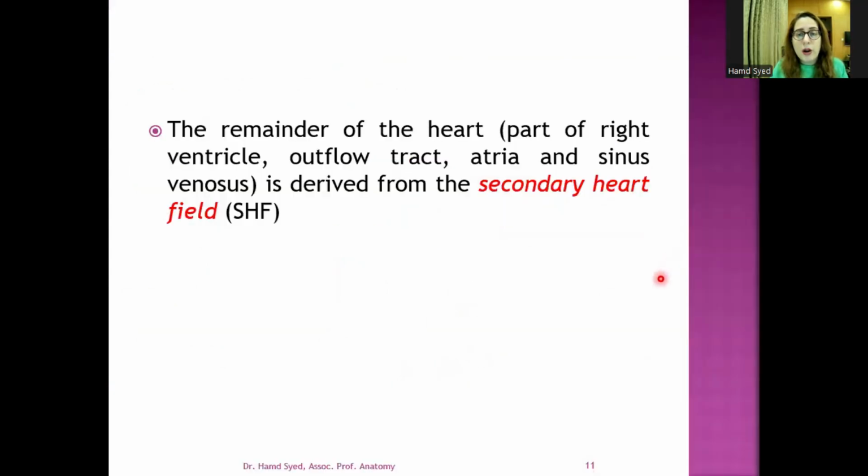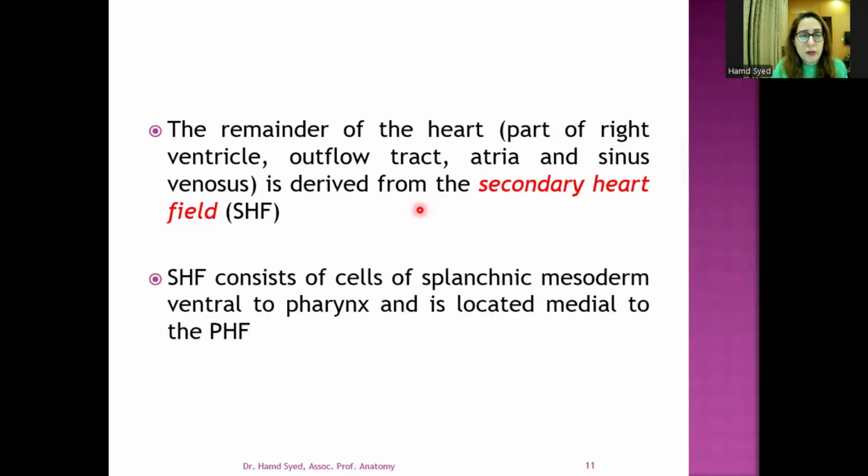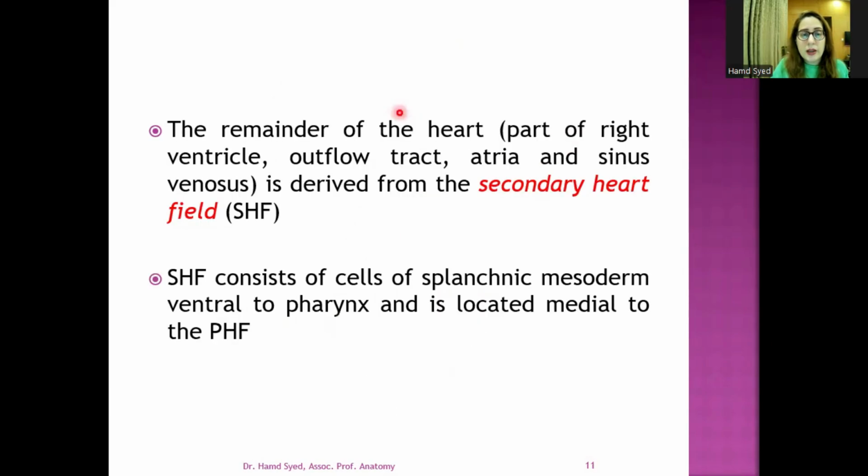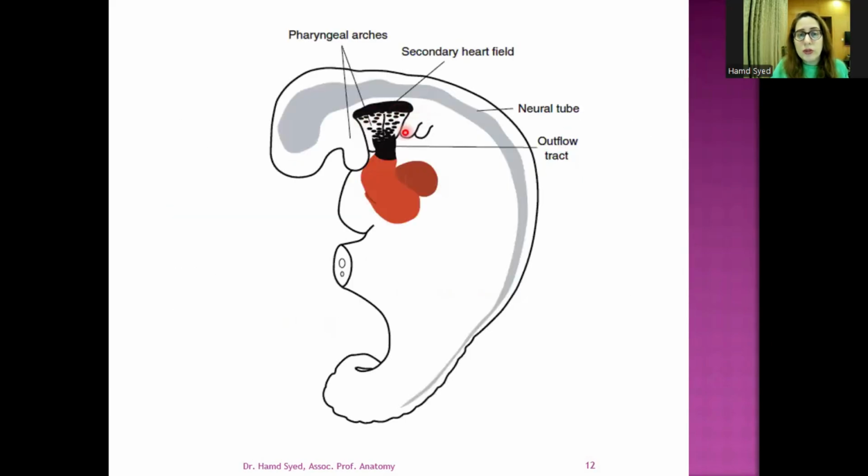Now, what about the rest of the heart? That is the part of the right ventricle, outflow tract, atria, and sinus venosus. They are derived from another region which is known as the secondary heart field, abbreviated as SHF. It consists of cells of splanchnic mesoderm, which are ventral to the pharynx, and this is located medial to the primary heart field. So this here is the region of the secondary heart field, and you can see that it is ventral to the pharynx. And over here, the cells from the secondary heart field are contributing to the outflow tract of the developing heart.